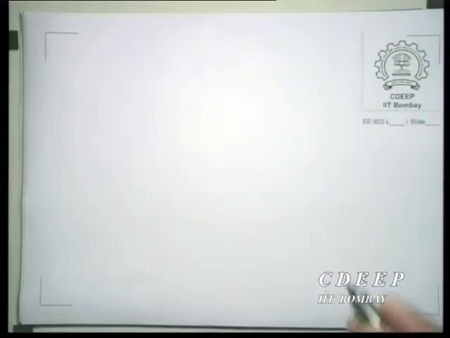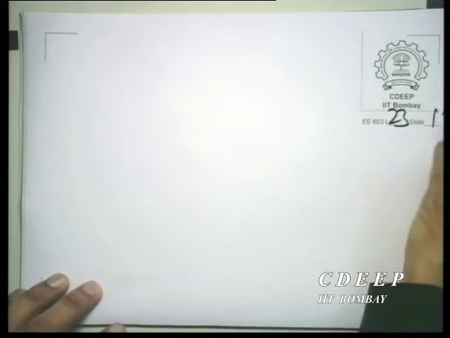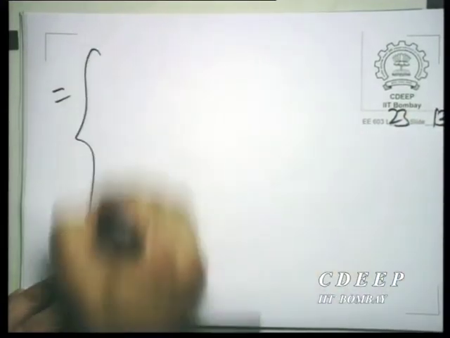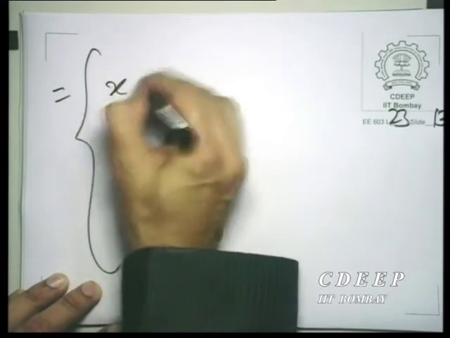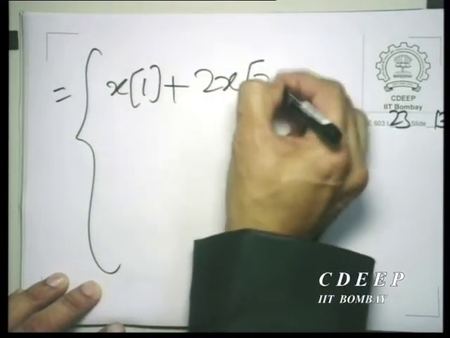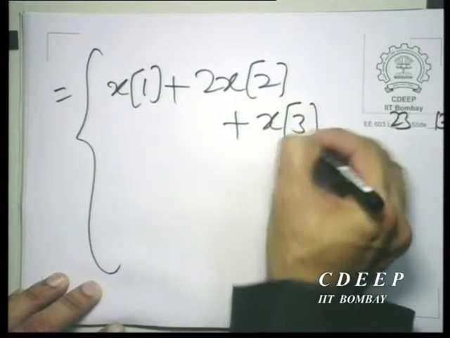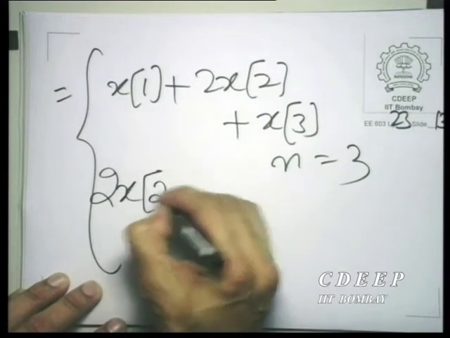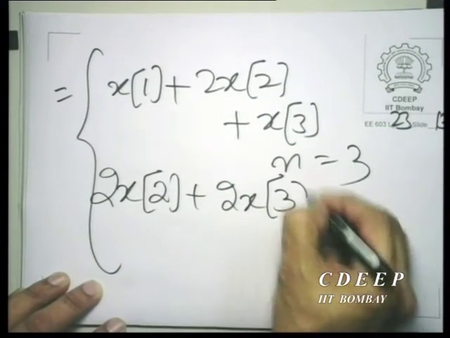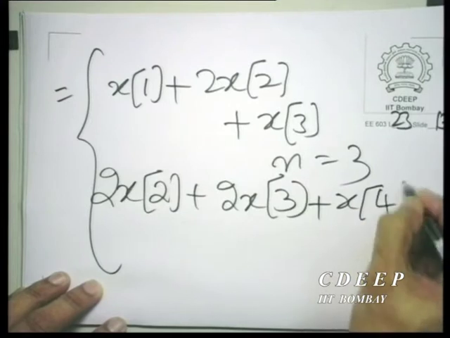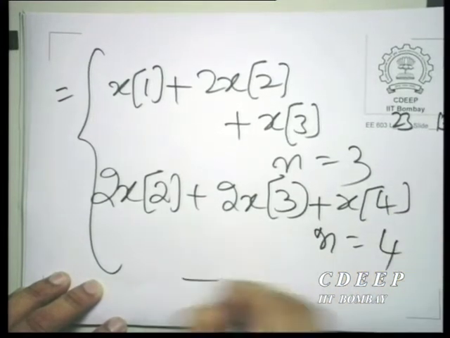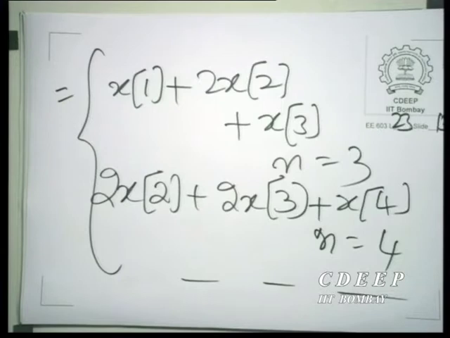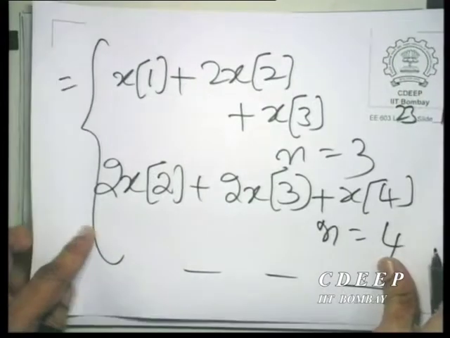And we can continue this. It is equal to x[1] plus twice x[2] plus x[3] for n equal to 3. Twice x[2] plus twice x[3] for n equal to 4. So, you see, it is clearly shift variant, the behavior changes. And again for n equal to 5 you need to write a separate expression, and beyond that you can write a common expression.